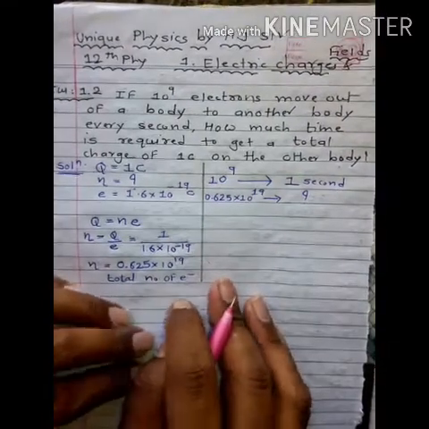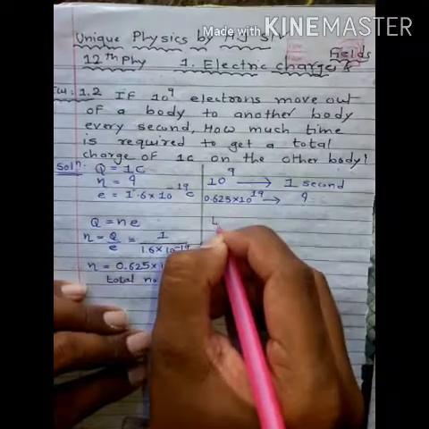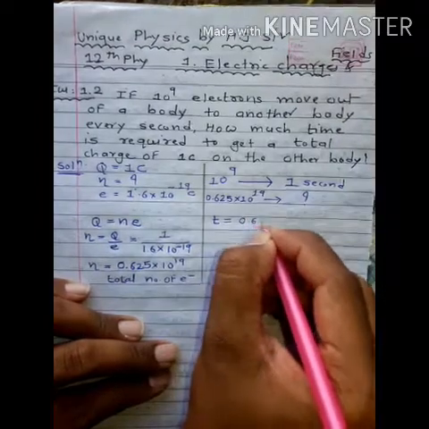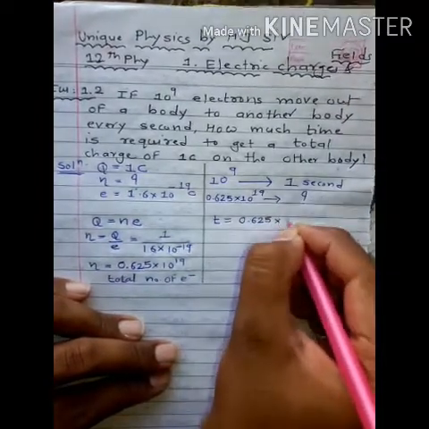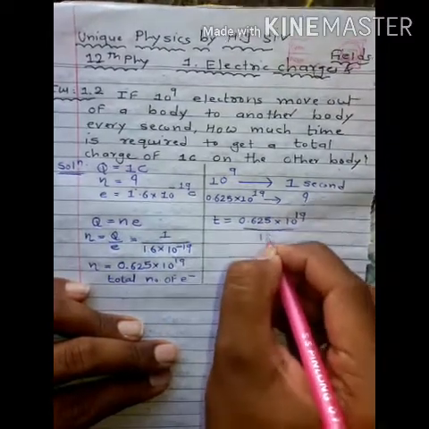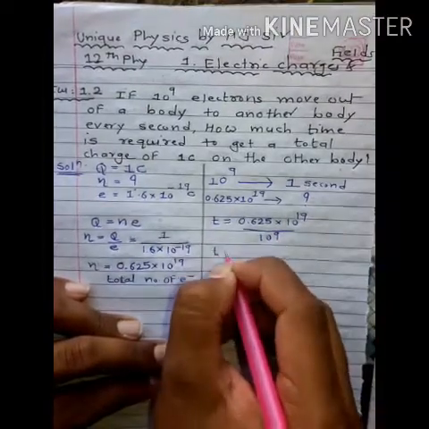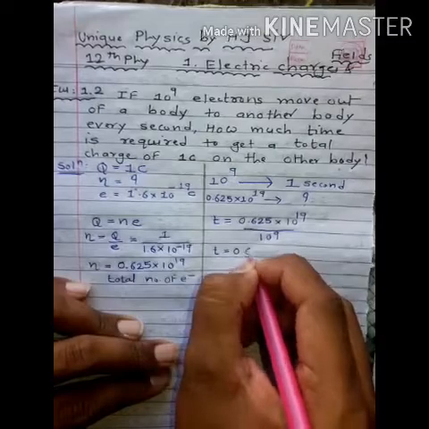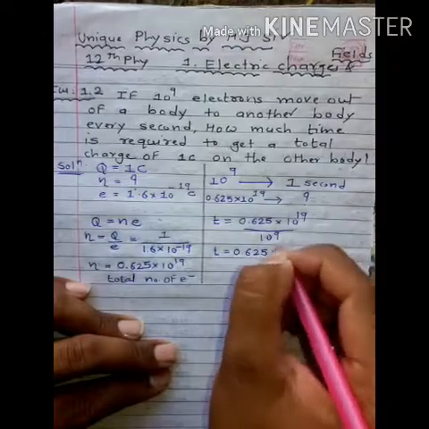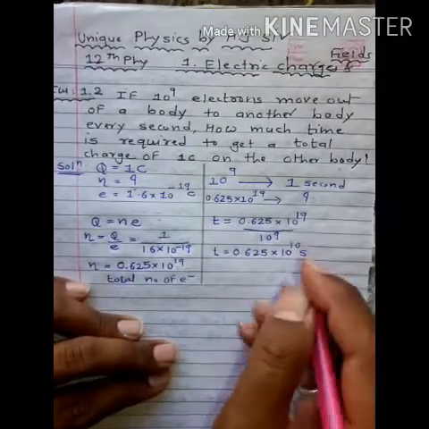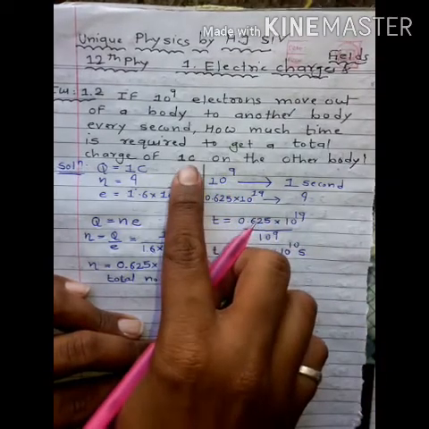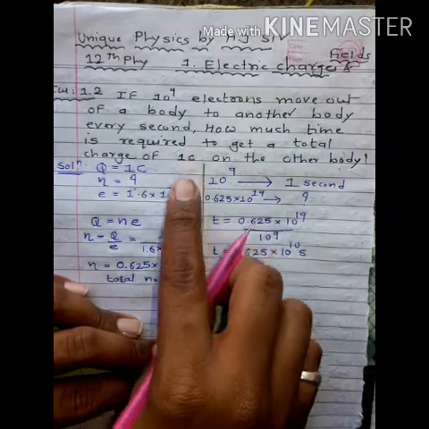So here we will use simple cross multiplication. So the time to move these electrons is equal to 0.625 into 10 raised to 19 divided by 10 to the power 9. So time t is equal to, solve this example. So your answer is 0.625 into 10 raised to 10 seconds. So within this time, the charge on the body becomes 1 coulomb.